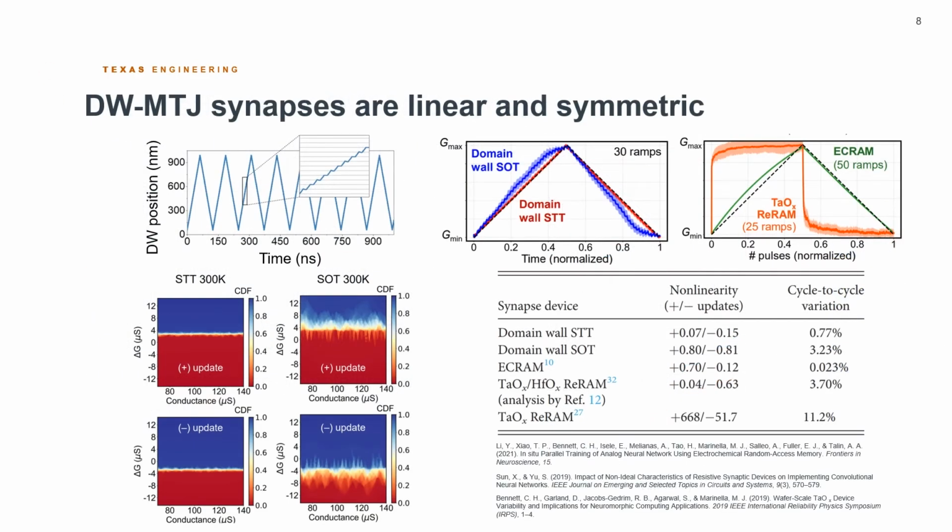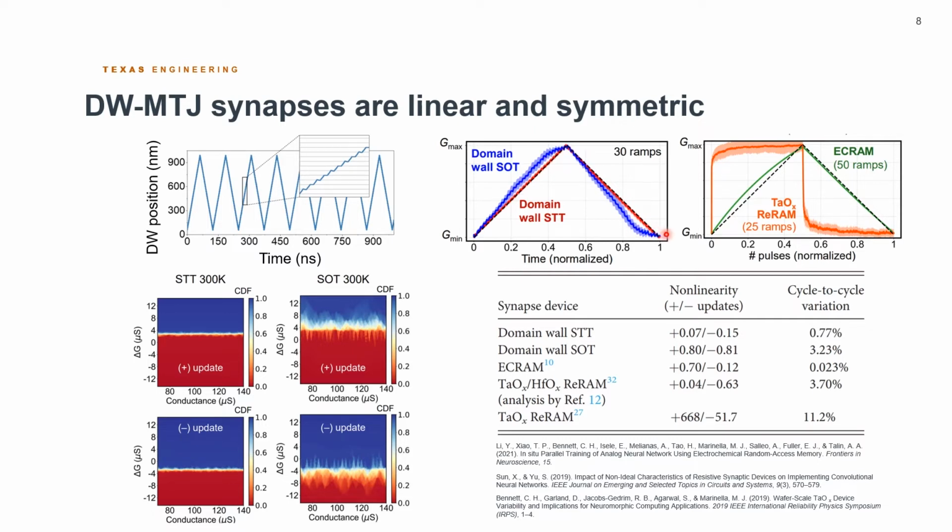We can characterize the linearity and symmetry by applying pulses to the domain wall in order to propagate it across the entire length of the track. For visual inspection, you can see that this ramp is extremely straight and also symmetric, which bodes good news. In order to quantify this, we can collapse them onto a single ramp with some standard deviation.